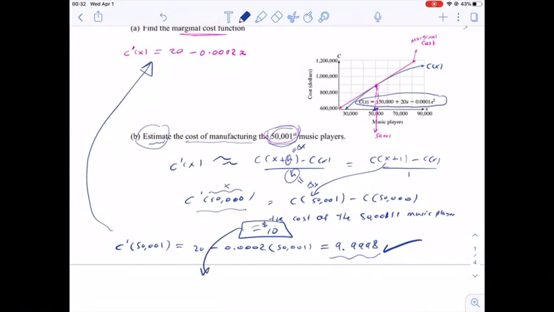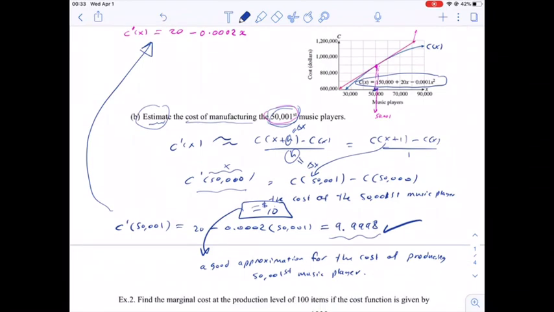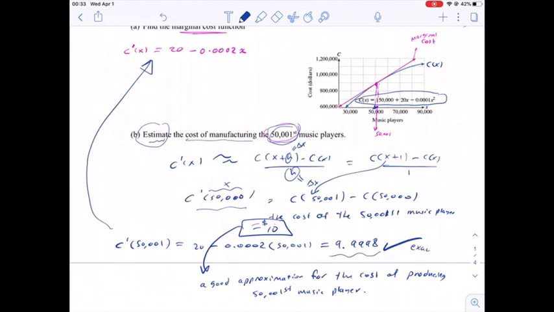So we can add some description to the answer 10. This is a good approximation for the cost of producing the 50,001st music player. Okay, so this is the exact value and this is just an estimate. Sorry, let me write it here. This is the estimate and this is exact.